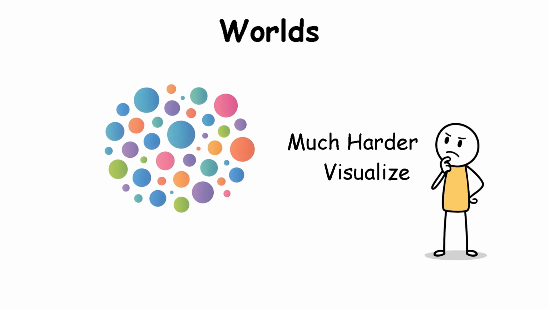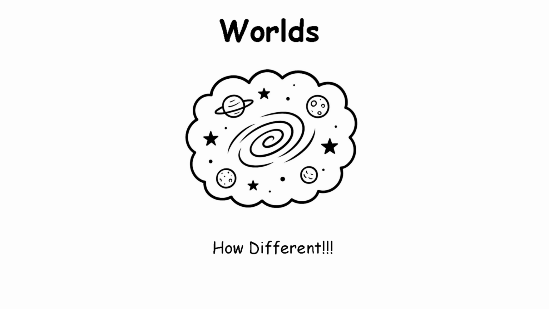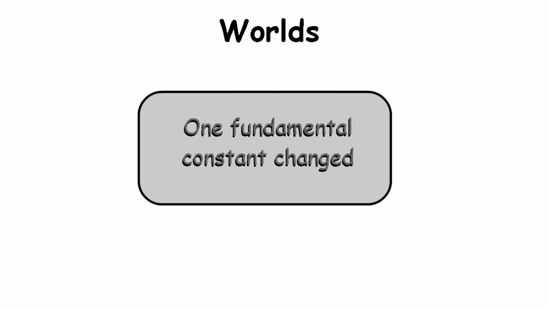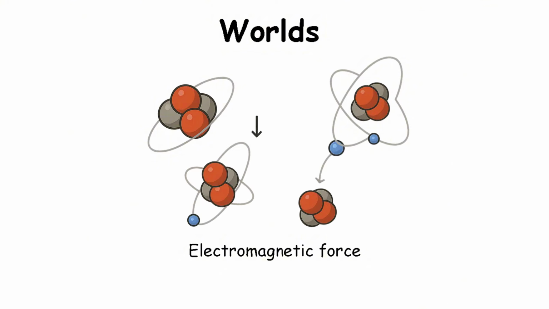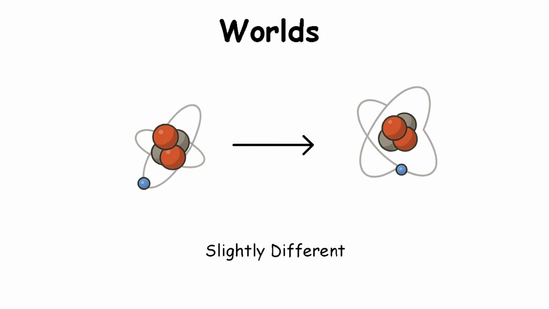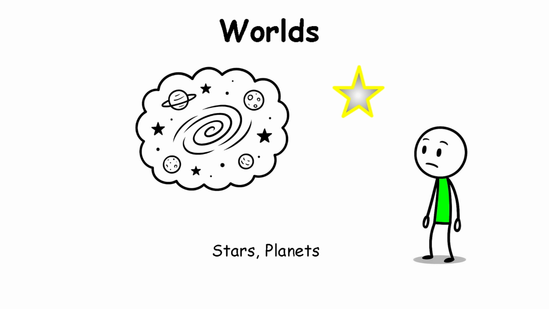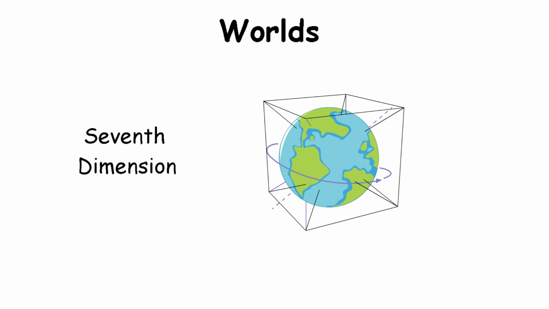This is much harder to visualize. One way to imagine it is to think of how different our universe would be if one fundamental constant changed. For example, if the strength of the electromagnetic force were slightly different, atoms would not form the same way. Stars, planets, and life itself might never exist. In the seventh dimension, such alternate worlds are possible.